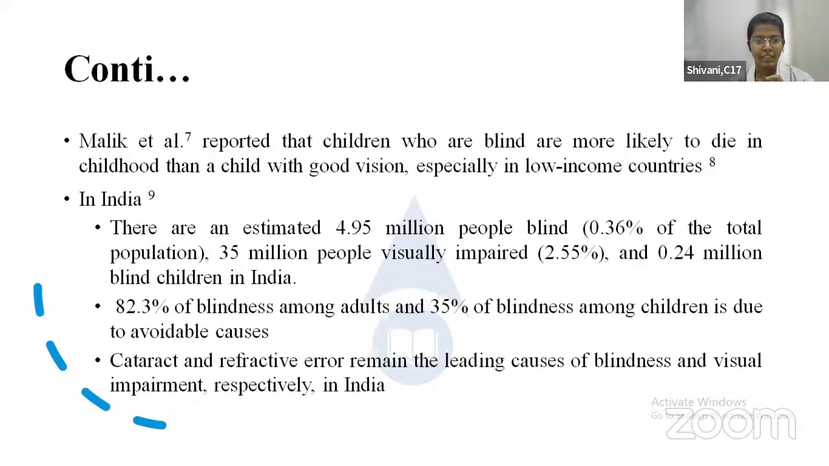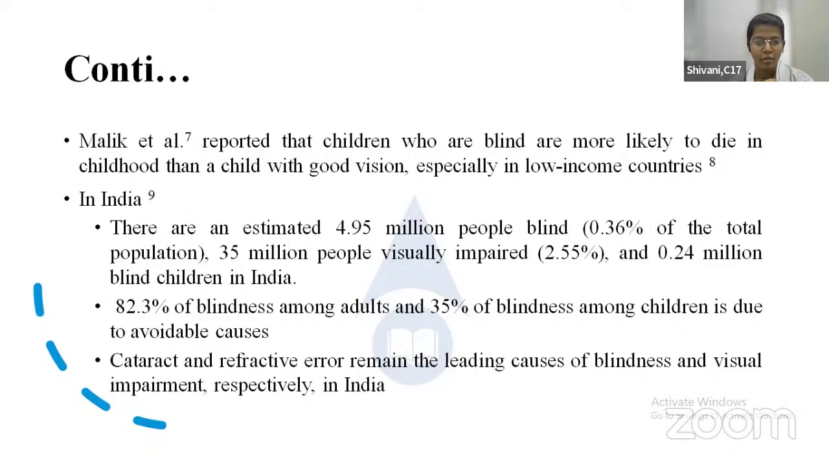Malik et al. reported that children who are blind are more likely to die in childhood than a child with good vision, especially in low-income countries. In India, there are an estimated 4.95 million people blind, 0.36% of the total population, 35 million people visually impaired, 2.55%, and 0.24 million blind children.